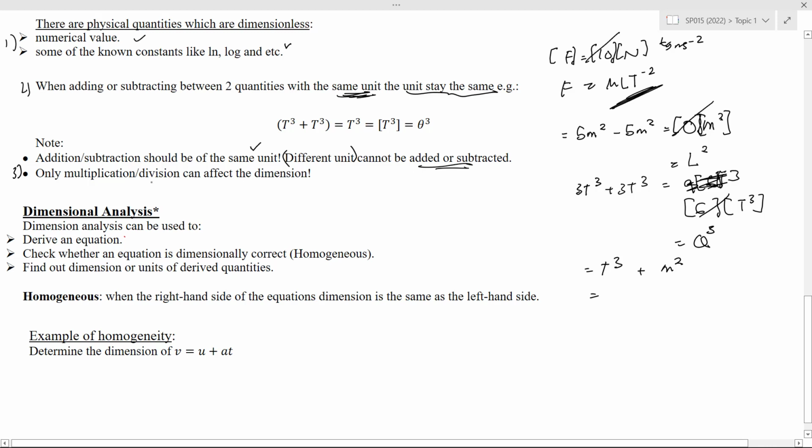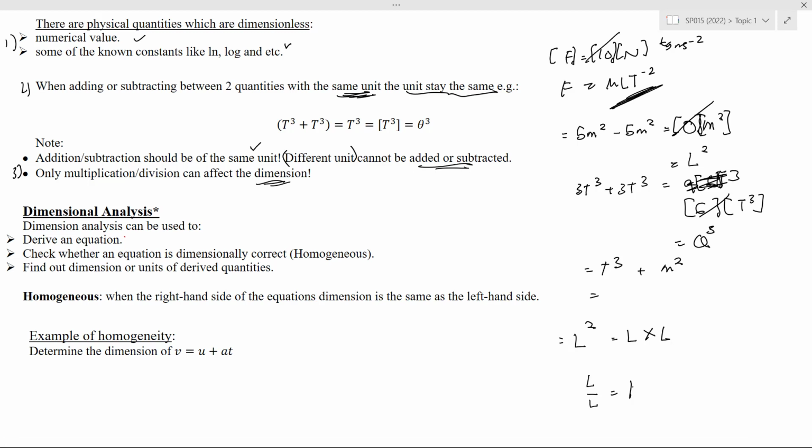Last rule here adalah only multiplication or division can affect the dimension. Okay. So, for example, kita ada dimension L. Untuk kita dapatkan contohnya L square, kita boleh buat apa? Kita boleh L darab L. Ataupun macam ni kita nak hilangkan dimension L ni, kita boleh L divide by L, so dapat 1. Okay, the only thing that can affect dimension is multiplication and division.